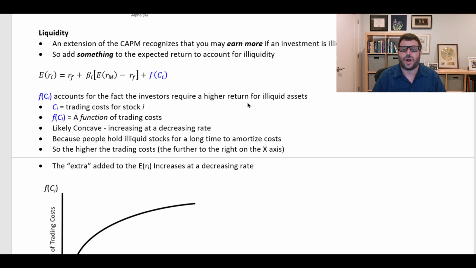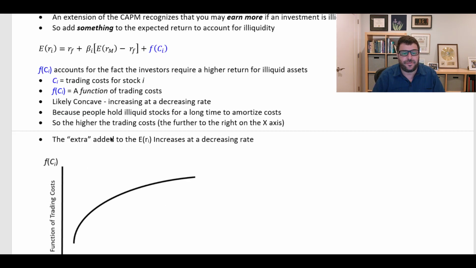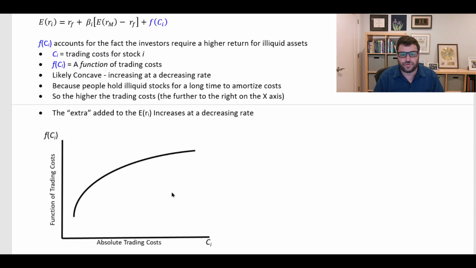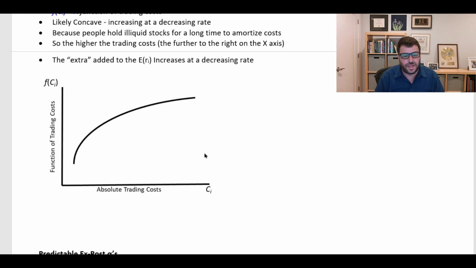So investors require a higher return for illiquid assets, and we would have this be a function of a trading cost. It's likely concave, which means it increases at a decreasing rate, because people will hold illiquid stocks for a long time to amortize costs. And so the higher the trading cost, the further to the right on the x-axis, but the extra amount added to the expected return increases at a decreasing rate.